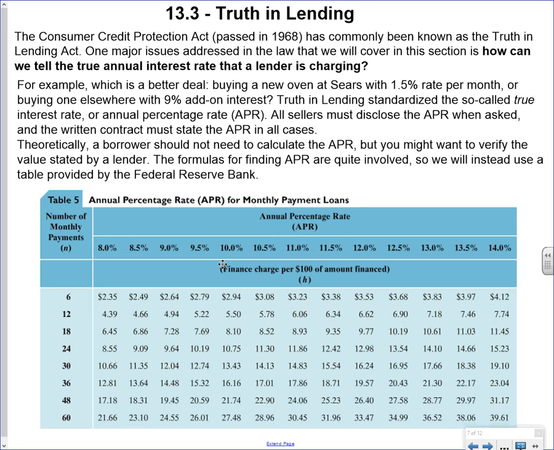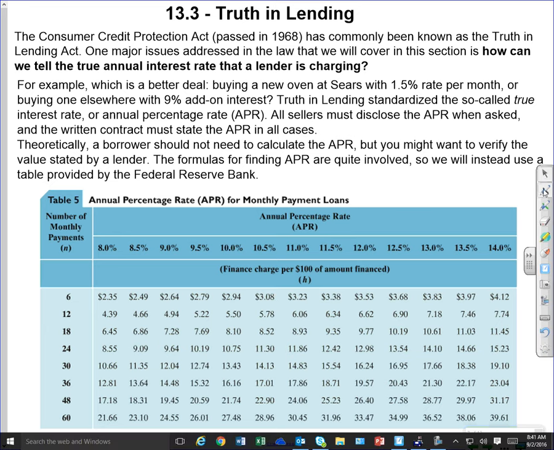So what we do with this chart is, you see here what we're going to be calculating is this finance charge per $100 of amount financed. What that means is, how much am I paying for every $100 that I financed? Okay, so if we look at this number here, $3.08, that's saying for every $100 I borrow, I'm paying $3.08 in a finance charge. So that's what we're actually going to calculate with our given information.